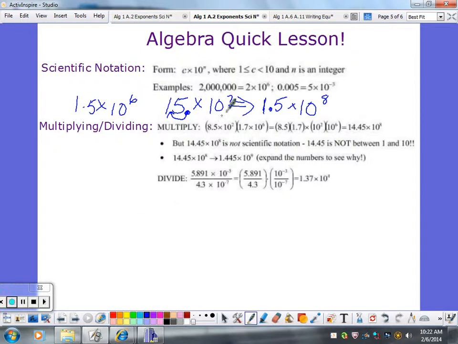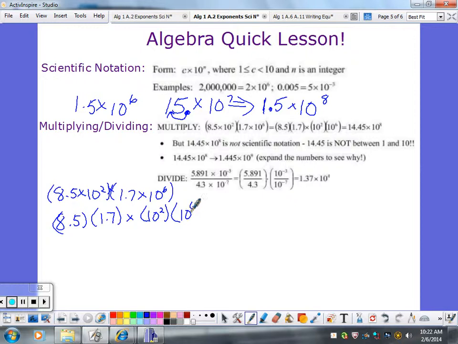Now, if you're multiplying numbers, here I've got an example. 8.5 times 10 squared times 1.7 times 10 to the 6th. This is a times, isn't it? Isn't that what that means? I am multiplying 4 numbers. The commutative property of multiplication says you can multiply numbers in any order you want. So I'm going to change the order that I multiply them.